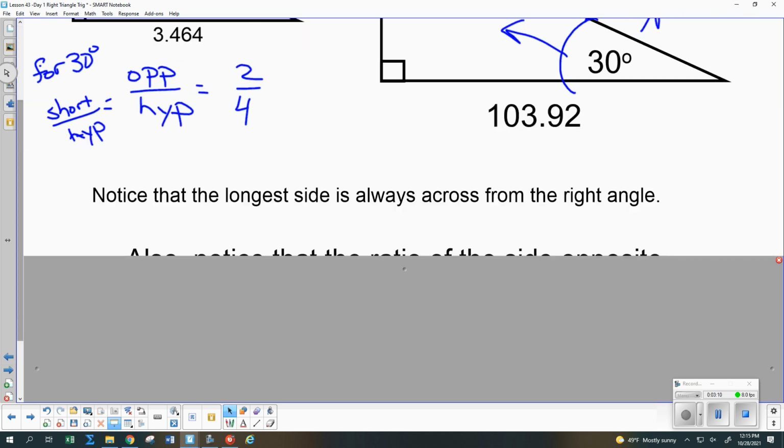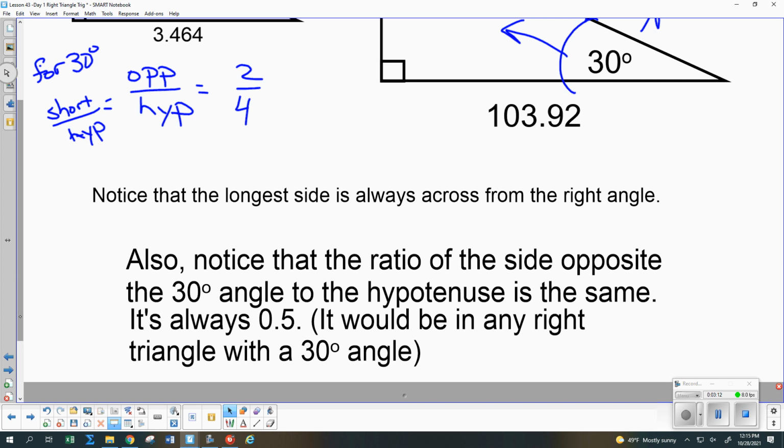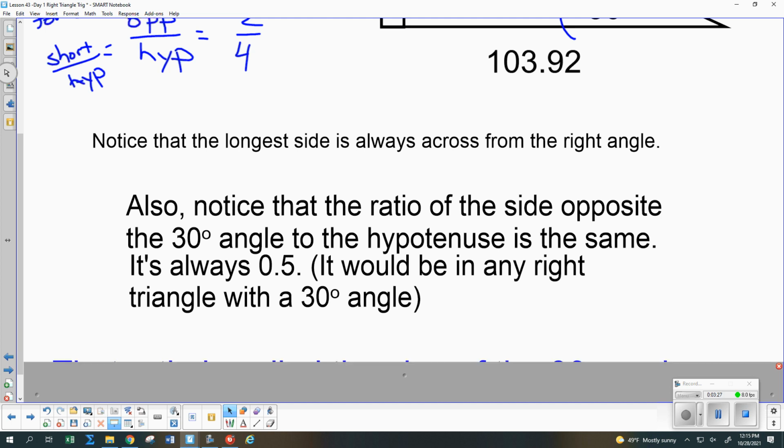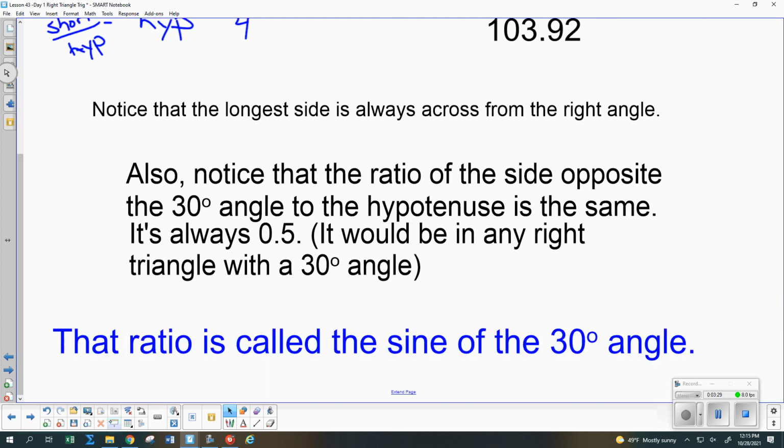You don't need to copy all of this down because that's what I just said, that we know where the hypotenuse goes. And for any 30, 60, 90 triangle, they have to all be similar. So the short leg over the hypotenuse, or the side across from 30 over the hypotenuse, has to be a half. We call that ratio of the opposite side over the hypotenuse the sine of the 30 degrees.